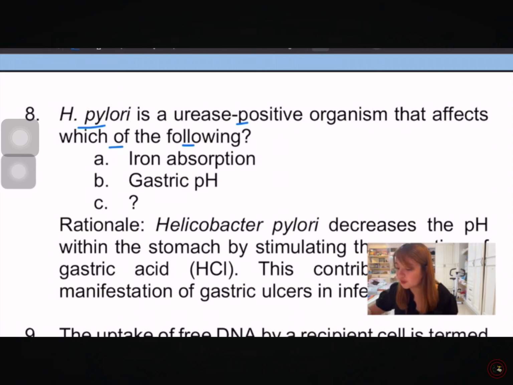gastrointestinal system. So, yung mechanism of action pala ng Helicobacter pylori is that it increases the acidity within the stomach. Kasi ini-stimulate yung secretion of gastric acid or hydrochloric acid. So, yung hydrochloric acid na to, siya yung nakakakos ng gastric ulcers. Hence, Helicobacter pylori is associated with gastric ulcers.